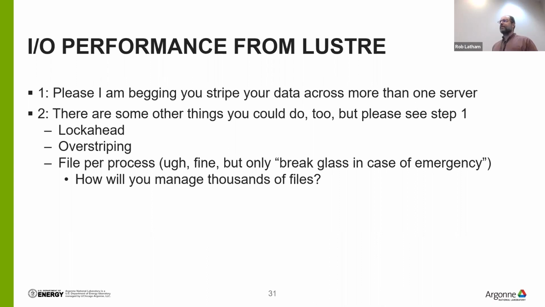I didn't get a chance to test all these other features. Overstriping is asking for more stripes than there are servers. Cray and Lustre developers say that's going to work out pretty well to get good performance. When I tried using it, I asked for 300 stripes and I got back 160 stripes. So something isn't quite configured that way yet on Polaris. We'll figure that out.